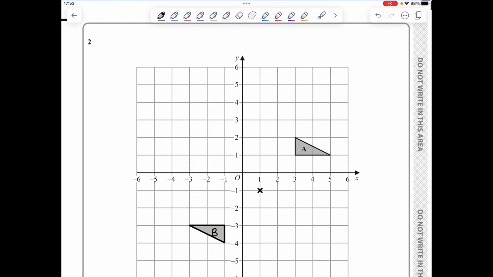And then for part B, for the translation by the vector (-7, 3), take again any corner of triangle A. I'll take this one, so translate this one by 7 units to the left and then 3 units up. So this is where the bottom left corner will be. So again, you can easily draw this triangle.